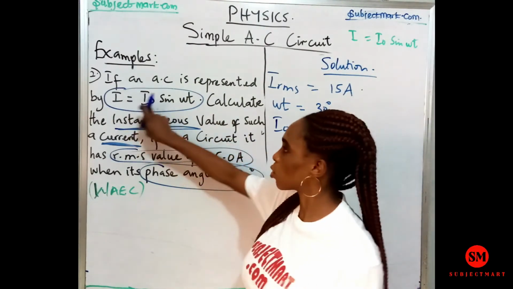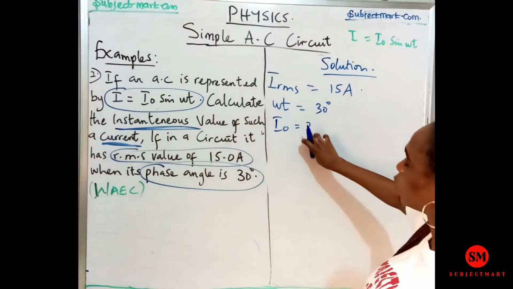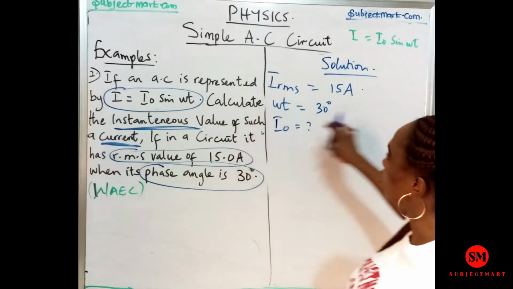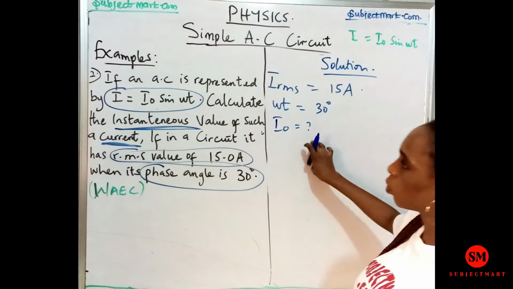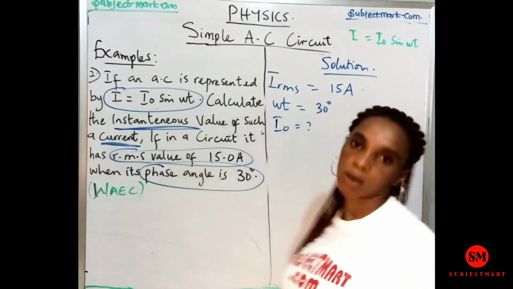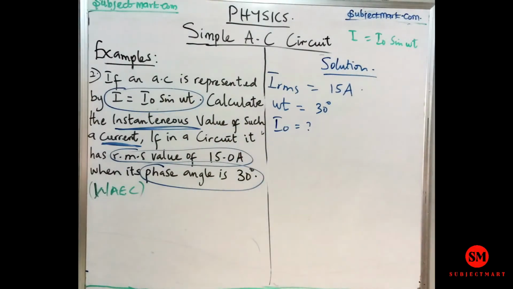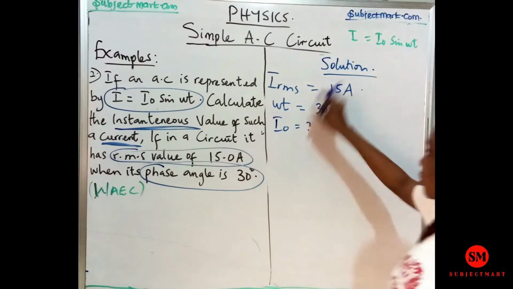This formula says I equals I naught sine WT. Do we have our I? No. I naught? No. But we have sine WT. So first, we have to get the value of I naught.